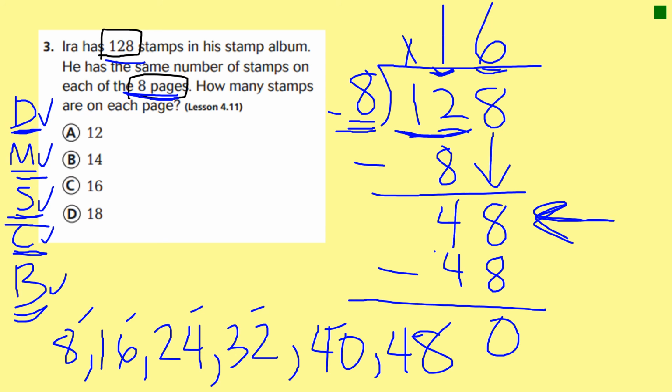So how many stamps are on each of Ira's? Why did I say David? That's not even close to Ira. How many stamps are on each of Ira's stamp book album collection page? 16. Awesome job, guys. You're doing great.